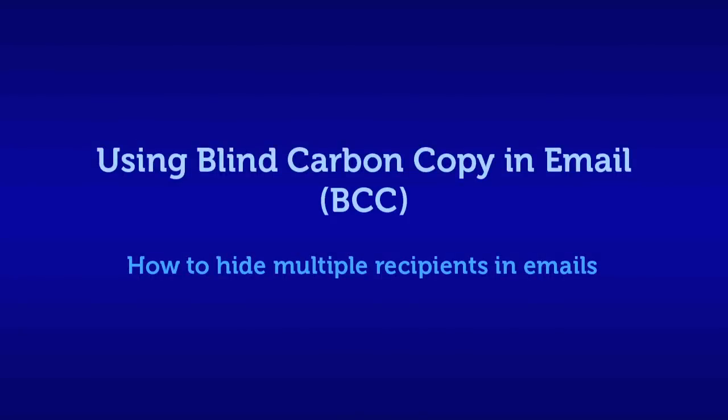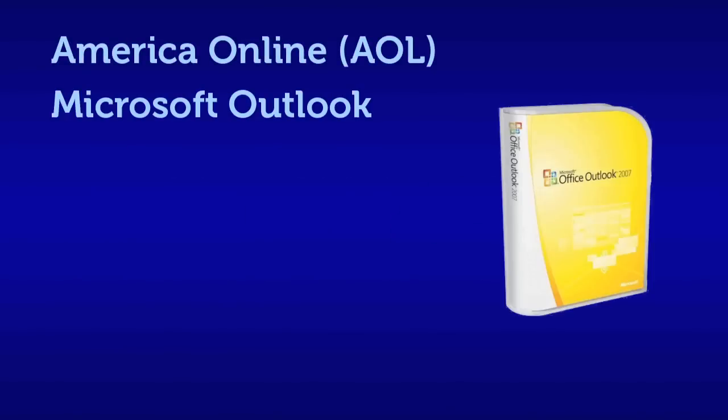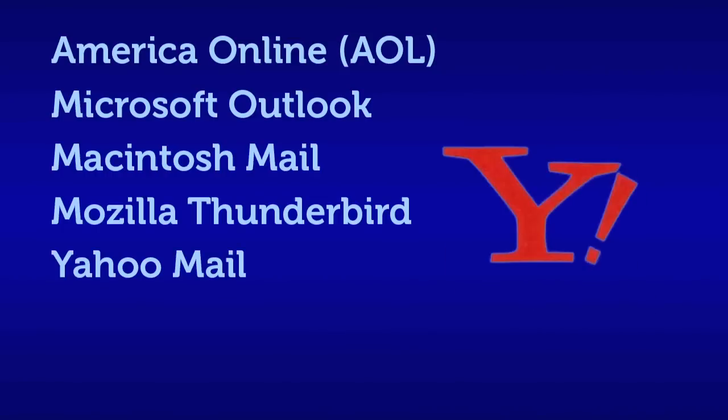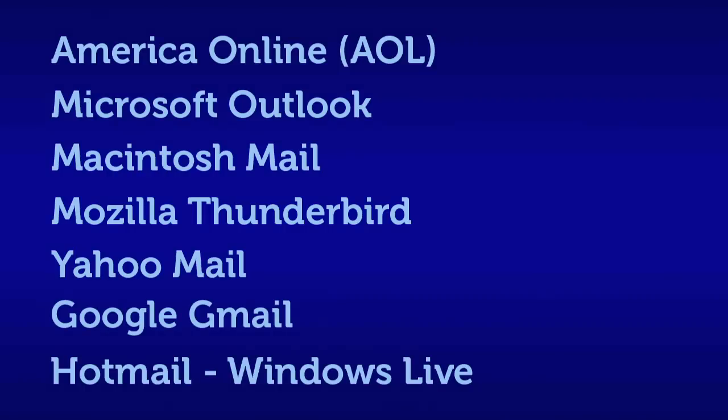In this AYM for Training video, you'll learn how to use blind carbon copy in your email software to hide that large list of recipients people often see in the bulk emails that you may send. The programs we're going to be discussing are America Online, or AOL, Microsoft Outlook, Macintosh Mail, Mozilla Thunderbird, Yahoo Mail, Google Gmail, and Hotmail, which is now called Windows Live.